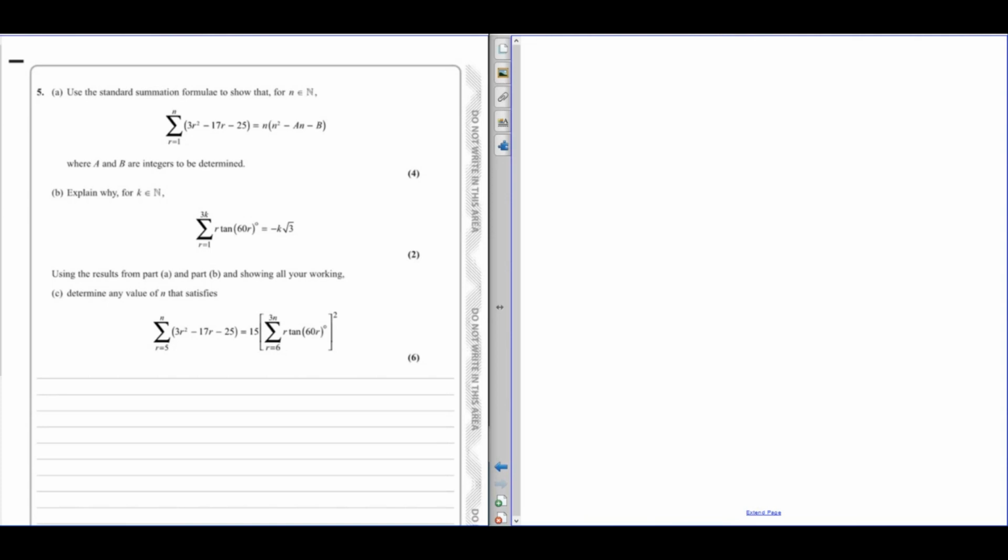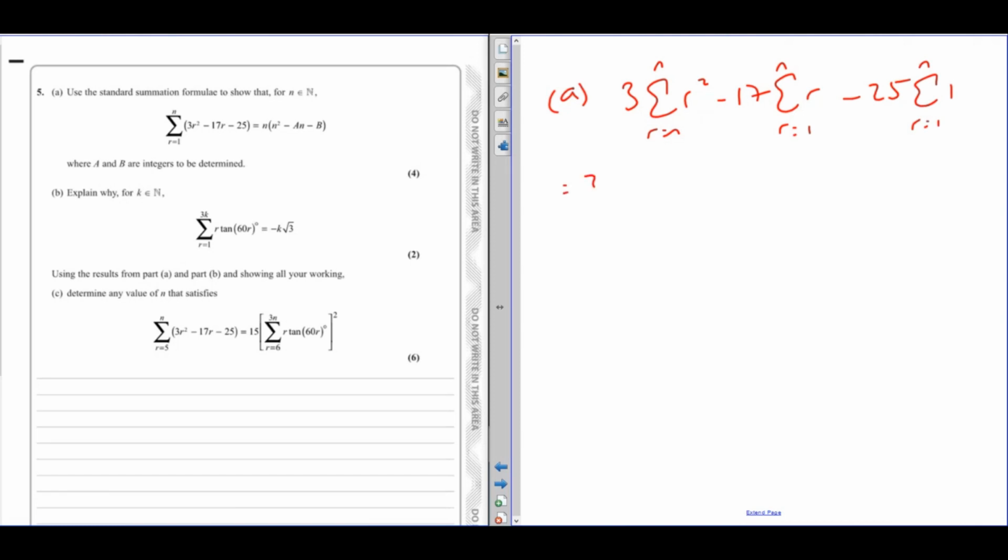The standard summation results to show this expression here. You get some of these on the formula sheet, some of them we have to know. But this sum you can split up into 3 times the sum of r squared, minus 17 times the sum of r, minus 25 times the sum of 1.